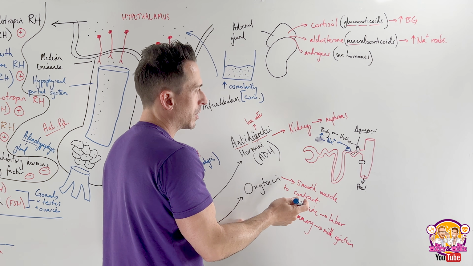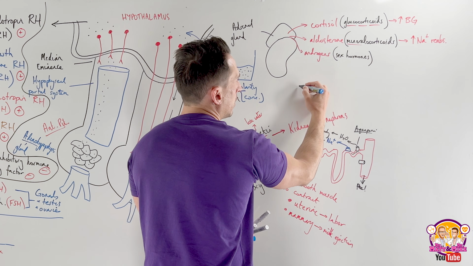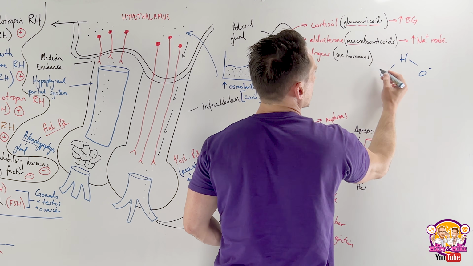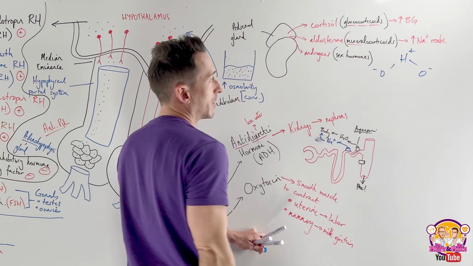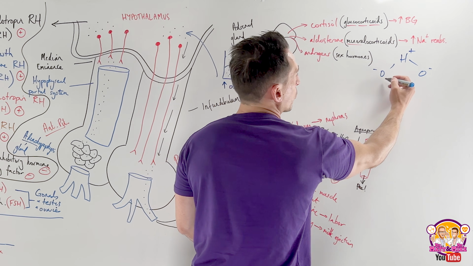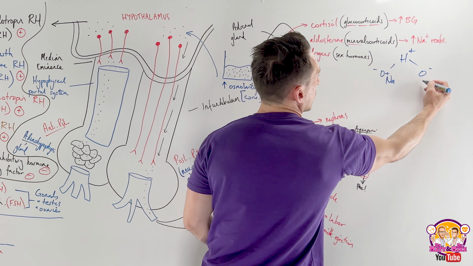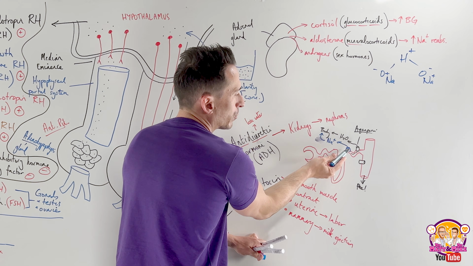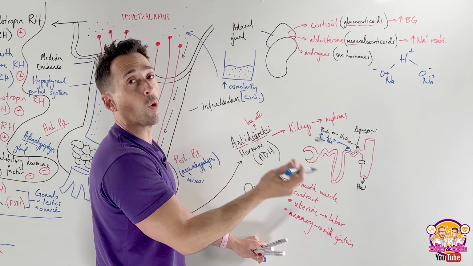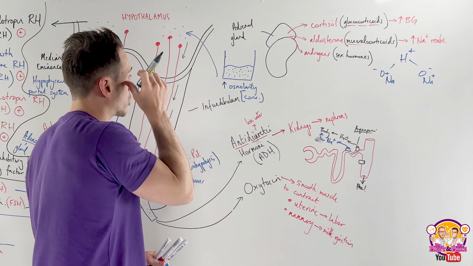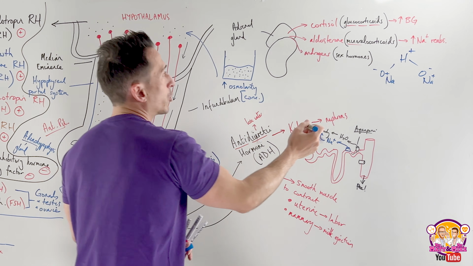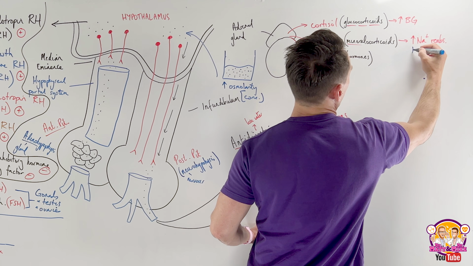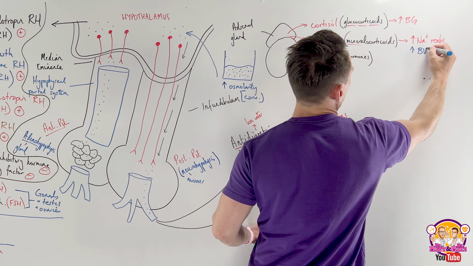Why is that important? Because remember, water being a hydrogen with two oxygens, the oxygen is slightly negative charged, the hydrogen is slightly positive charged. It loves charges, which means wherever sodium goes with its positive charge, it's going to pull water with it. So if I reabsorb sodium, I reabsorb water. And therefore, aldosterone gets released when we want to increase our blood volume.